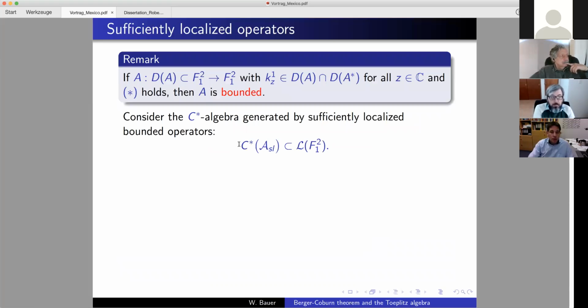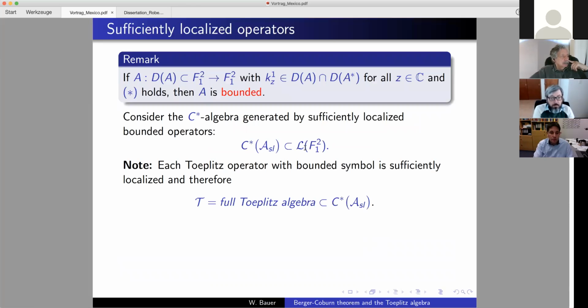And now what one can do is take all the sufficiently localized operators with these nice kernels, and look at the C-star algebra generated by them. That's a C-star subalgebra of all bounded operators on the two Fock space. And as I showed you already in the previous calculation, a Toeplitz operator with bounded symbol certainly is sufficiently localized. So this contains all Toeplitz operators. Since it's a C-star algebra, it contains also the full Toeplitz algebra.